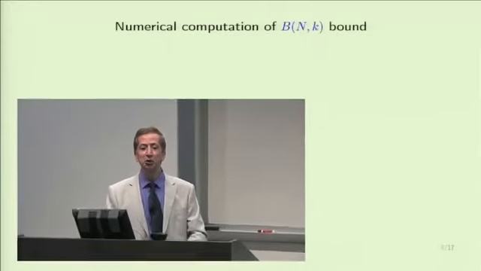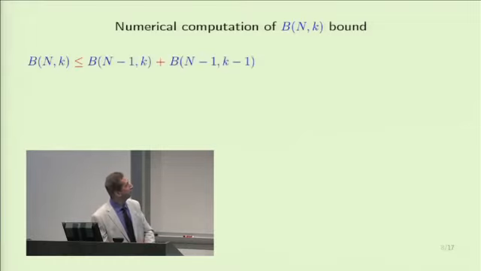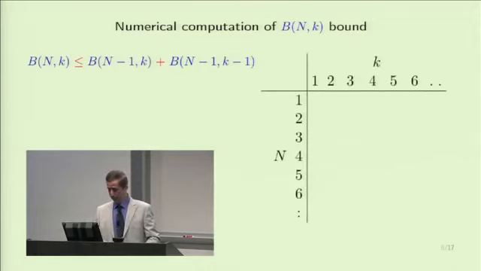And that numerical value will serve as an upper bound for any growth function of a hypothesis set that has a breakpoint k. Okay? Let's do the numerical computation first. So I have this recursion, and I can see that from smaller values of n and k, I can get bigger values, or I can get an upper bound on bigger values. So let's do it in a table.